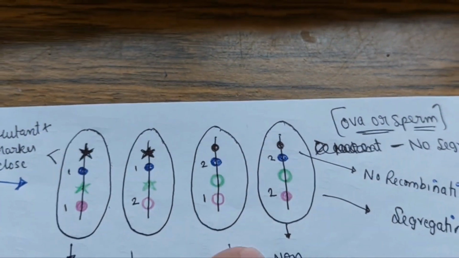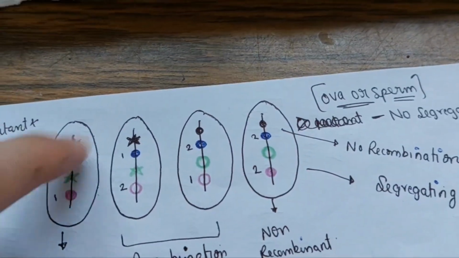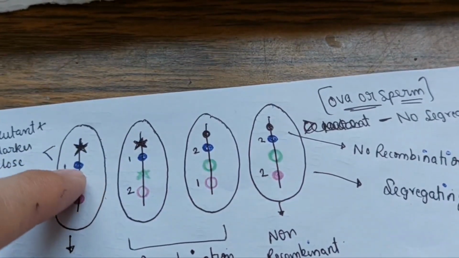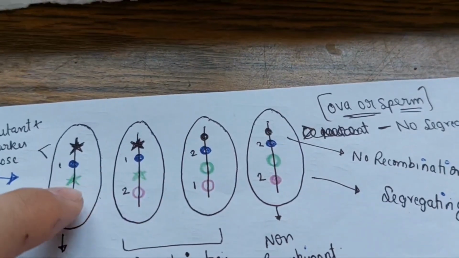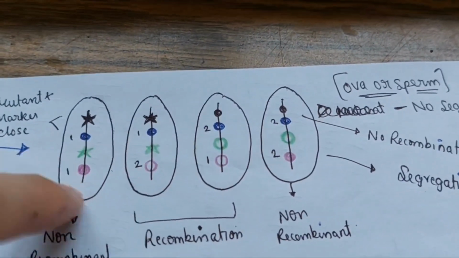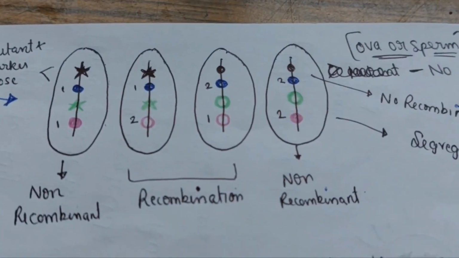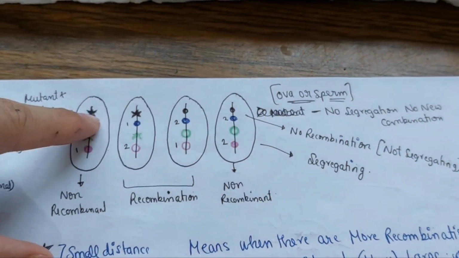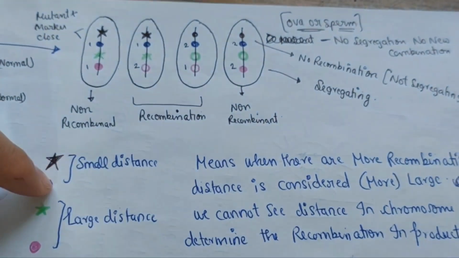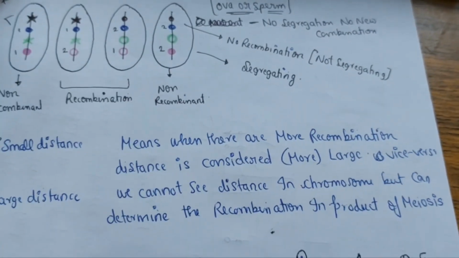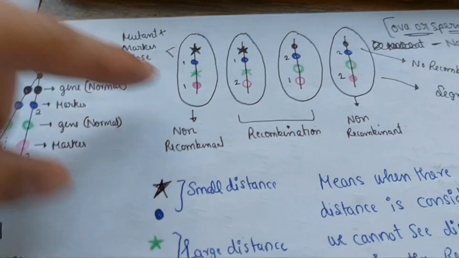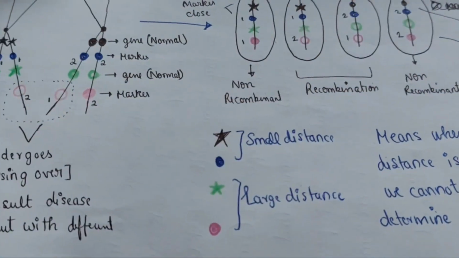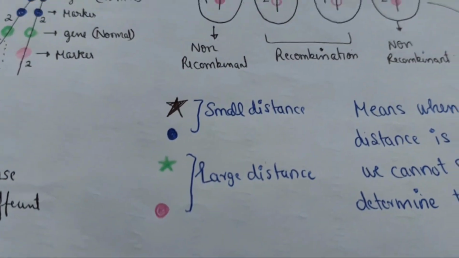And not only this, in all the 4 examples, we can notice that the disease 1 causing gene is always linked to the genetic marker 1. But the disease 2 causing gene is linked to different alleles of genetic marker 2. So this means that the black star, that is the disease causing gene 1, and the genetic marker 1 have a small distance because there was less recombination, whereas the distance between the disease 2 causing gene and the second genetic marker was a large distance. That is why we could see their recombination.